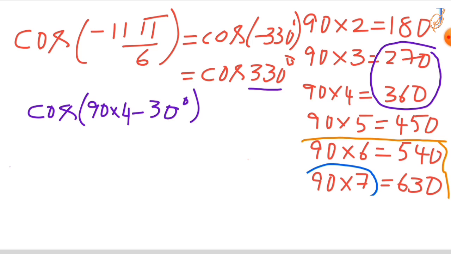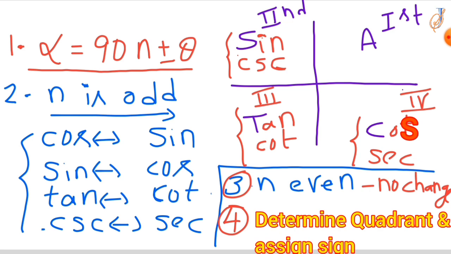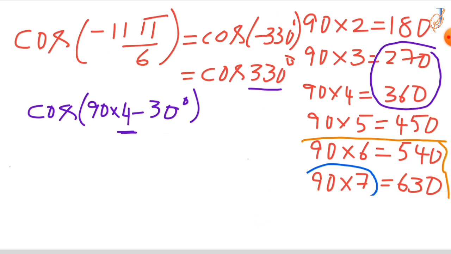Go for the second step. If n is odd, you change the function. So here n is even, so you do not need to do the second step. Let's go for the third step. n is even here, so no change. That means cos is not going to change. It remains the same. So cos of 30.